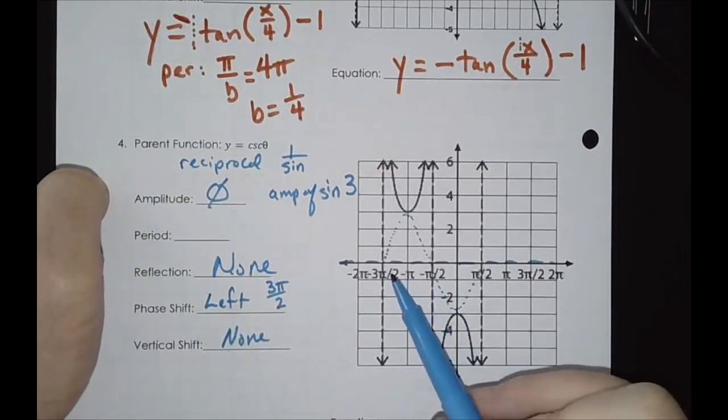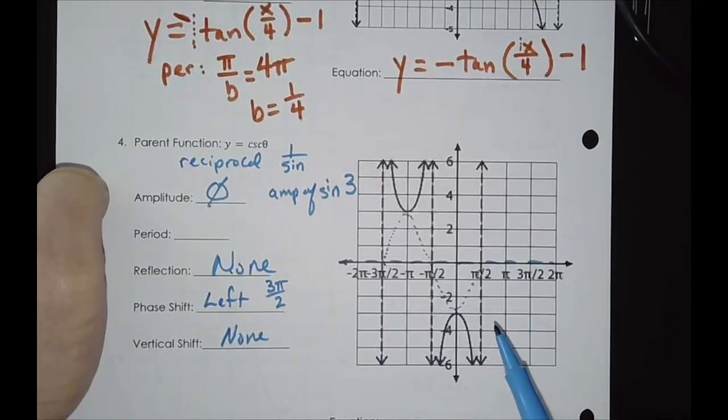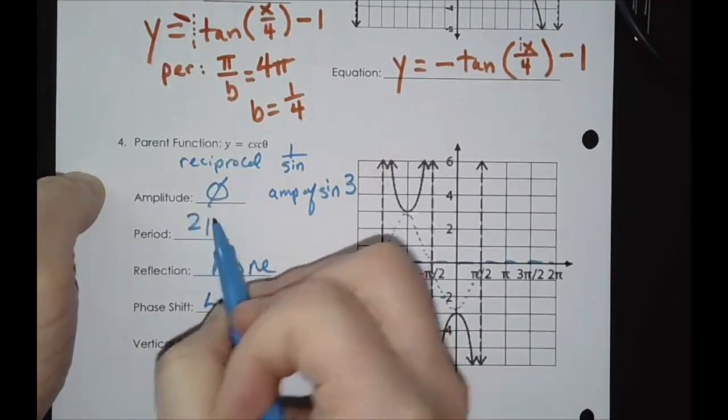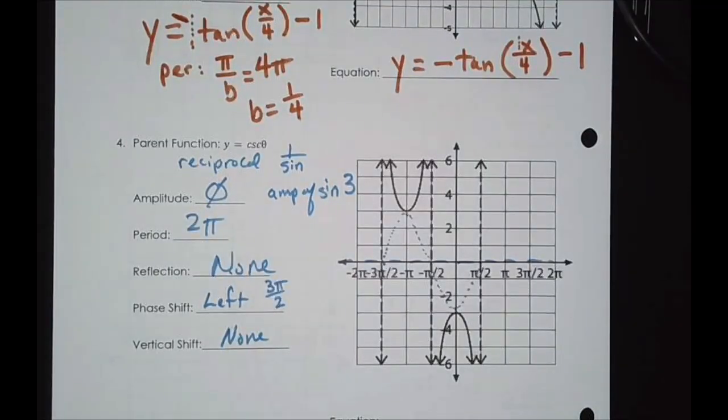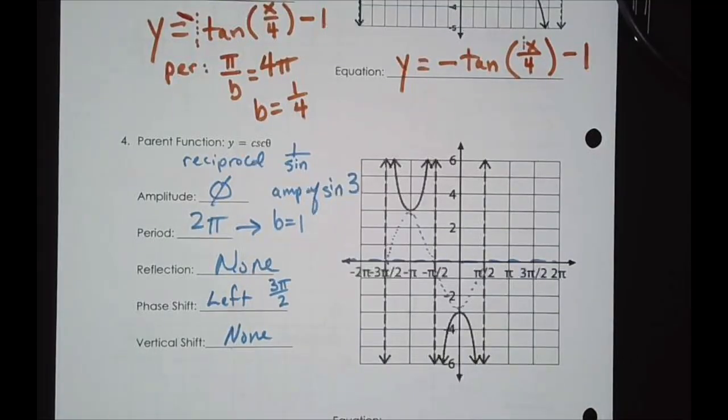And I forgot this part. What's the period length? From 3 pi over 2 to just pi over 2, 2 pi. It stayed 2 pi. So what's nice about that is the b number equals 1 if it stays 2 pi.